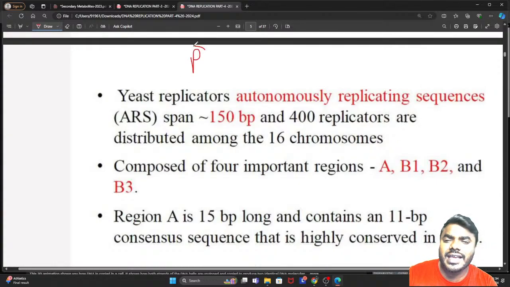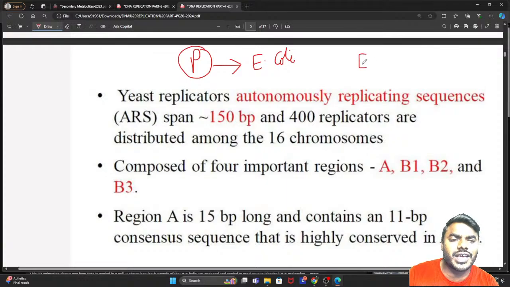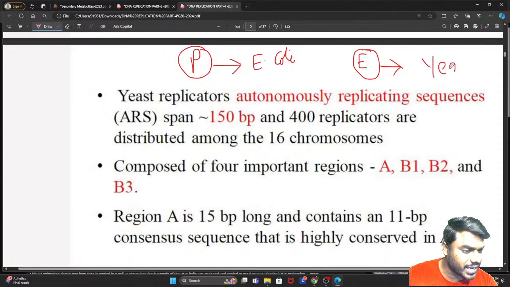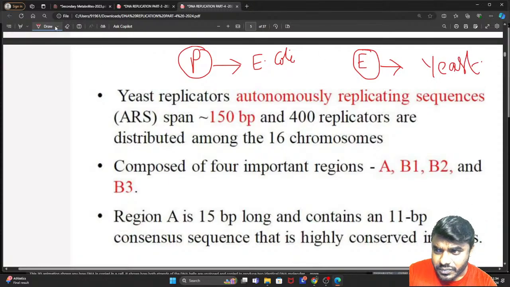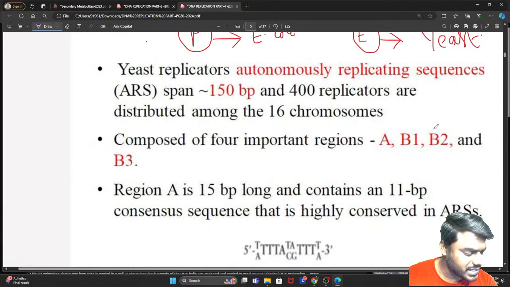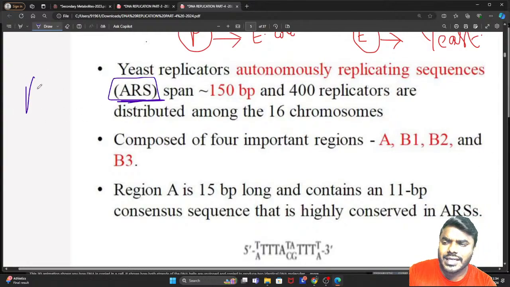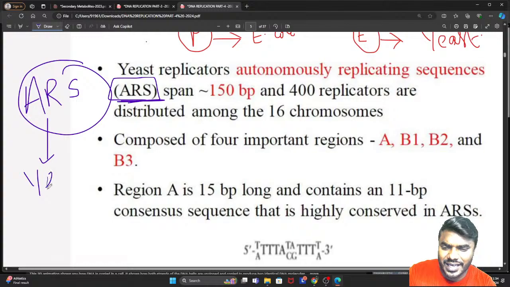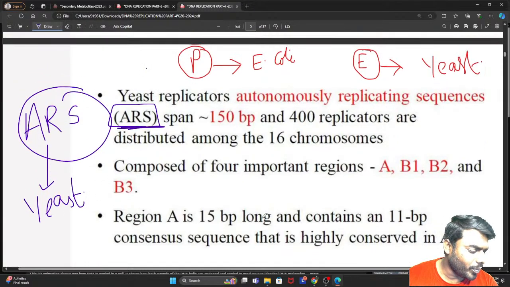However, while studying the prokaryotic organism, we always take E. coli as the best example. Similarly, friends, whenever we are studying the eukaryotic organism, we always take yeast as the best example. In case of yeast, the replicator has another name. What is the name of the replicator in the yeast? We call it the ARS, autonomously replicating sequence, which is present in the yeast. No point of confusing, friends. So always compare and understand.